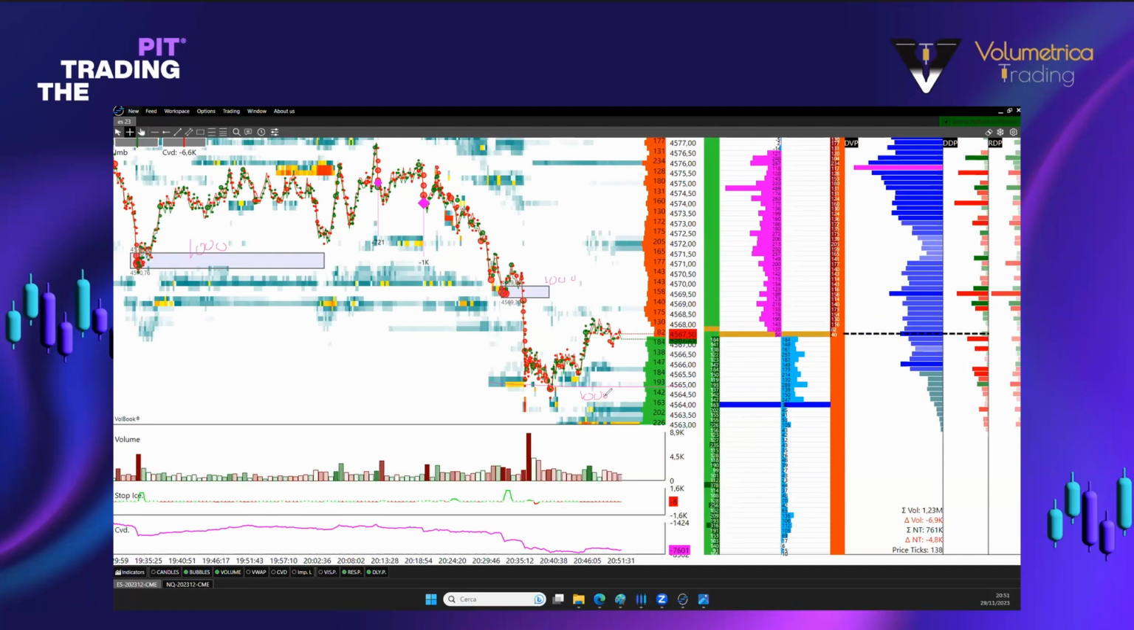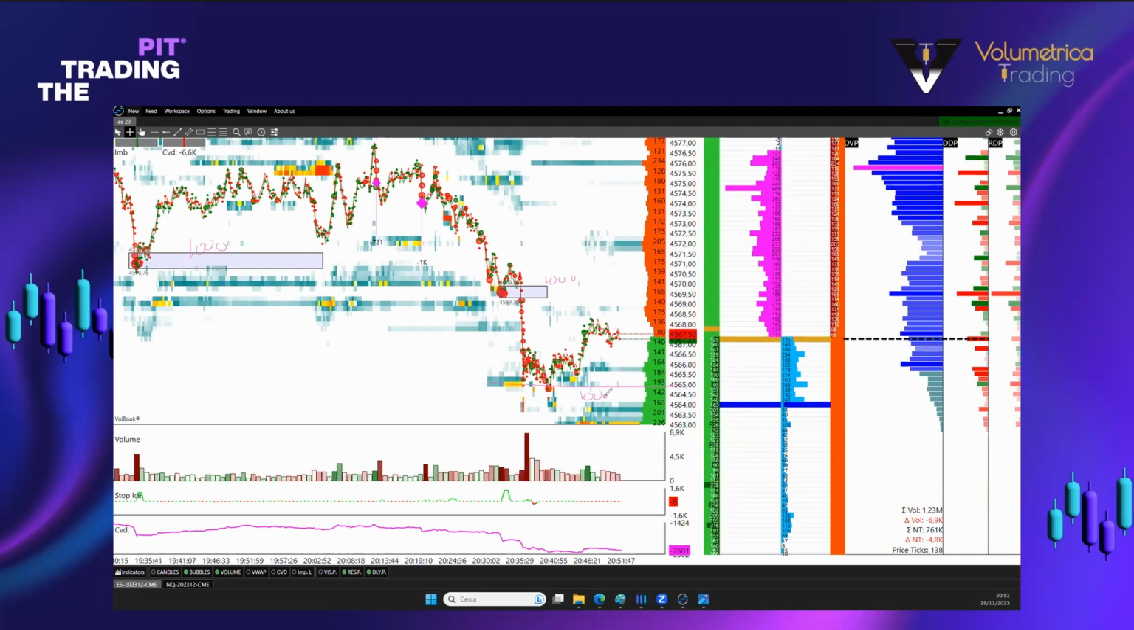If you have a relevant budget and you have to trade with a relevant number of contracts, of course you don't have to place your 10-tick stop loss like us retail traders have to do.